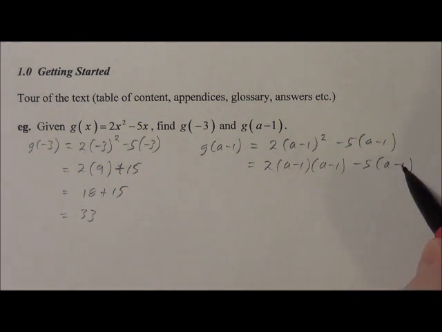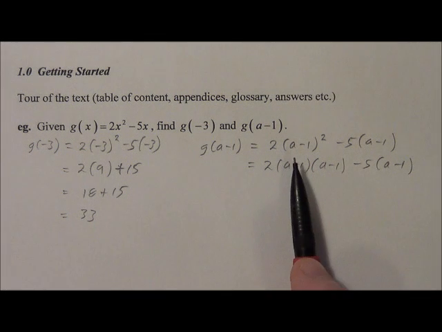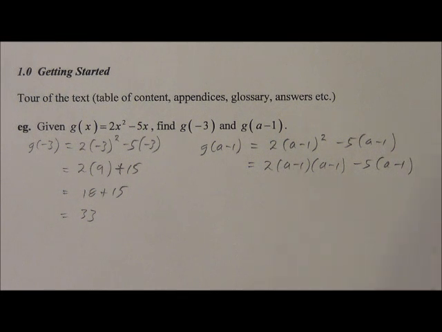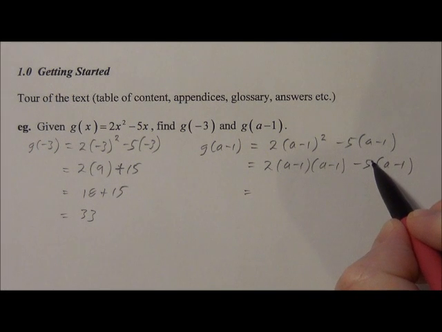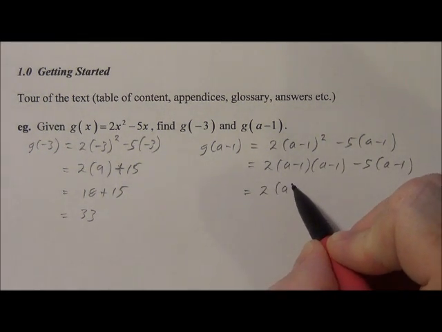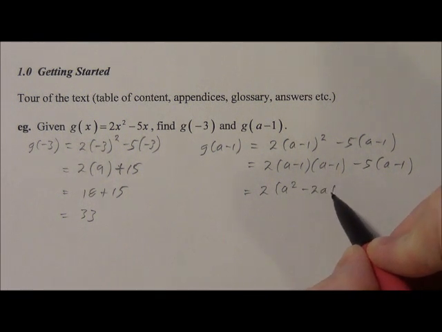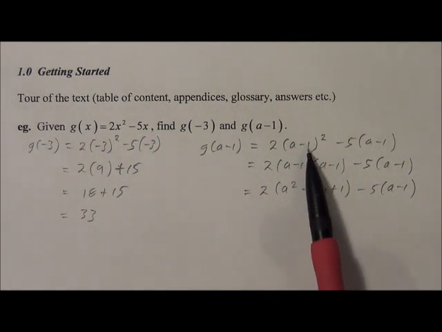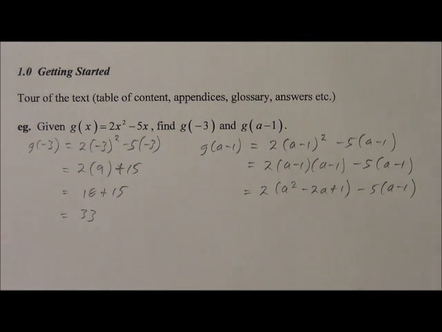Okay, I'll just write that out first so that you realize a minus 1 all squared is a minus 1 times a minus 1, and not a squared plus 1. Work out that next line, please. So that's how a minus 1 all squared is actually a squared minus 2a plus 1.